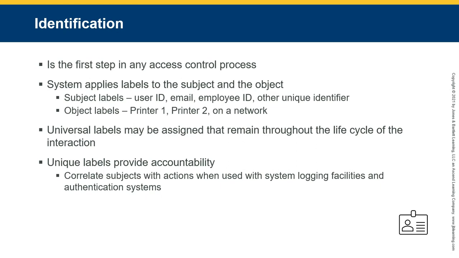Systems apply labels to subjects and objects. Subject labels: user ID, email, employee ID, or something else. Object labels are things that we might have access to: Printer 1, 2, or the network. Unique labels might be assigned to remain for the life of the interaction. Unique labels provide accountability. They correlate subjects with actions when used with the system's logging facility and authentication systems.